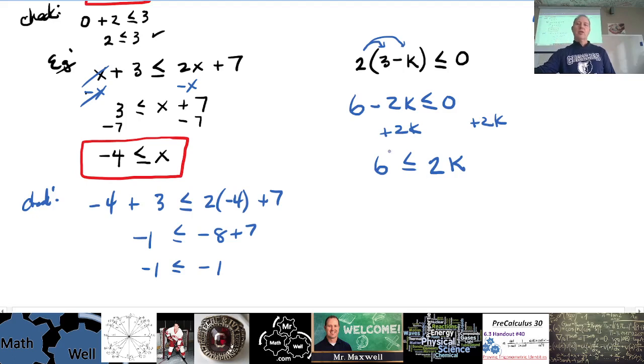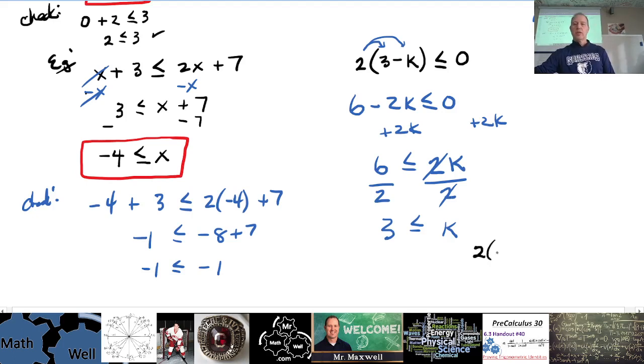Okay, so you're saying let's divide by 2 to get k all by itself like we did with an equation. Let's see if that works. If I divide by 2, that's going to be k all by itself is greater than or equal to 3. Now, here's where the check is going to be important, because this is the first time we've done one like this. So I'm going to check this. Let's say a greater number than 3 would be 5.